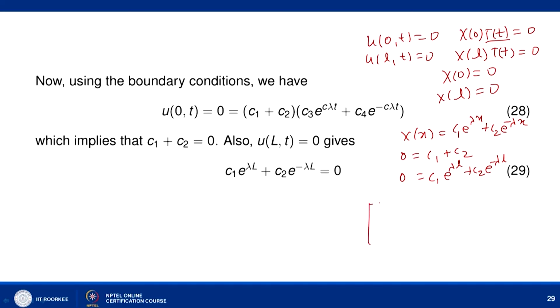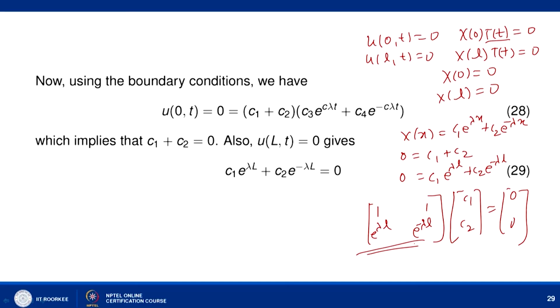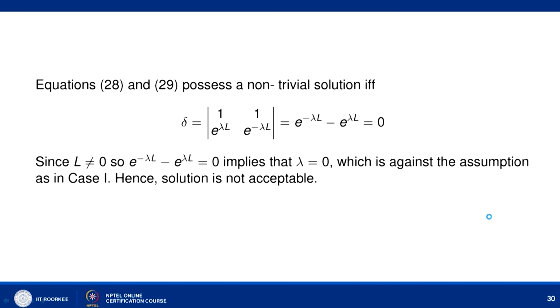Then you want to find out c1, c2. So c1, c2 you can find out using this matrix equation. This is 0, 0 and you can get here 1, 1 and e to power λL, e to power minus λL, and if you see that this determinant is non-zero, so we can say that here I will get only a trivial solution, that is c1 equal to c2 equal to 0. So it means that in this case we will have only a trivial solution.